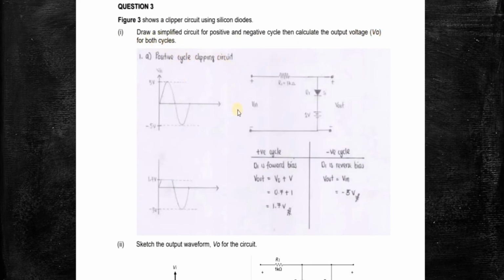So here we're going to pick a parallel clipper, which is a positive cycle clipping circuit. During the positive cycle, the diode is in forward bias and acts like a short circuit. So when it is a short circuit, the output voltage will equal the sum of the voltage on the diode plus 1 volt, which means 1.7 volt. During the negative cycle, the diode is in reverse bias and acts like an open circuit, meaning the output voltage will directly equal the input voltage, which is negative 5 volt.